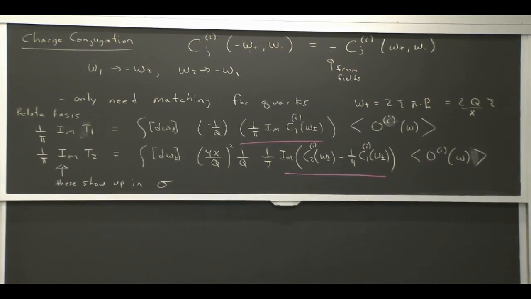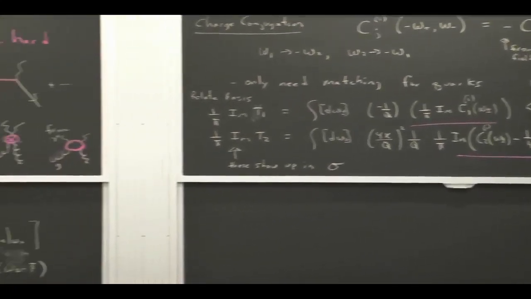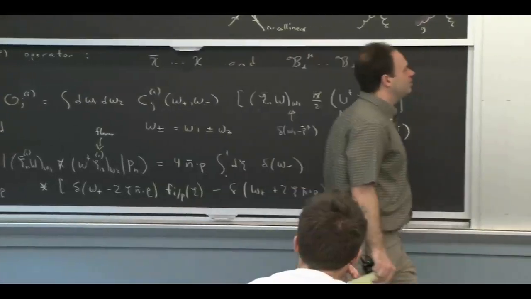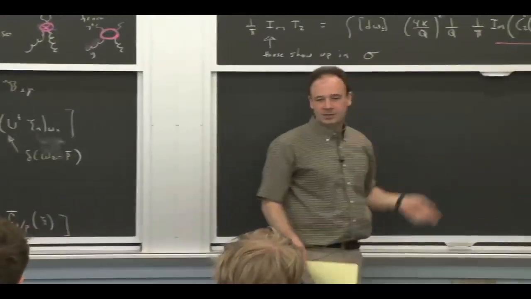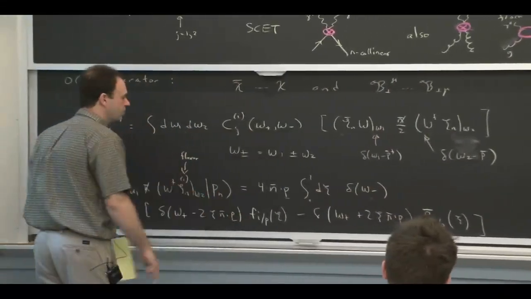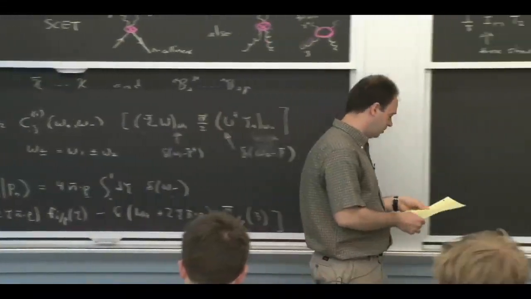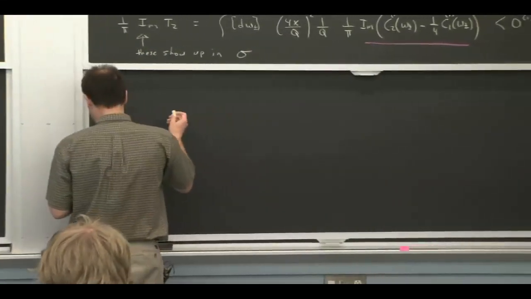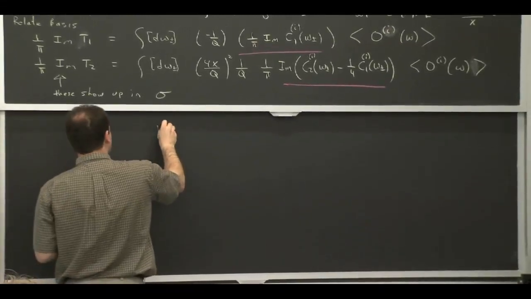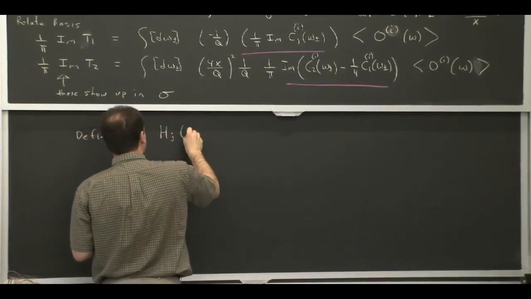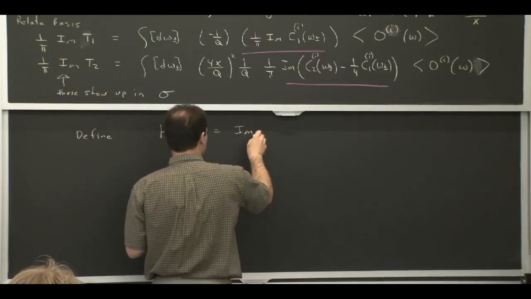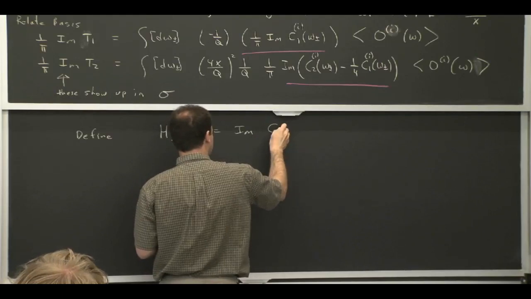OK, so literally what I do is I take this formula and I plug it into that formula. And when I do that, I can do one of the integrals trivially because it's a delta function. And then I do this one with the other delta function. So both integrals are actually trivial. And I can write the result in terms of something that I'll call the hard function, which is just the imaginary part of the Wilson coefficient.